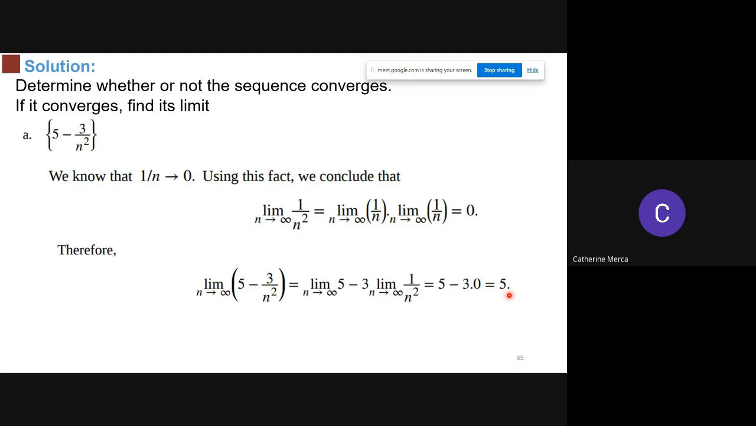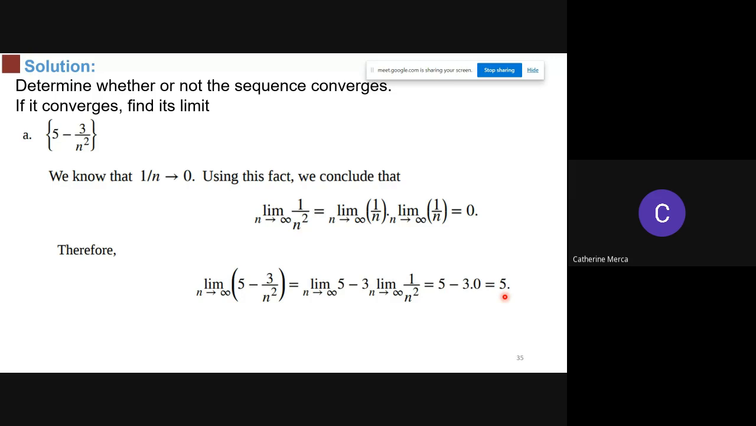But you have to explain it, those basic things, in your solution. You cannot shortcut your solution. You must show that the limit of this is 0. That's why you have there 5 minus 3 times 0 because of this 1 over n squared. So that's equal.